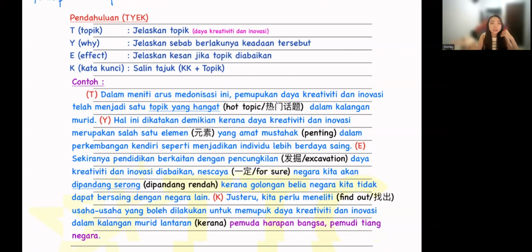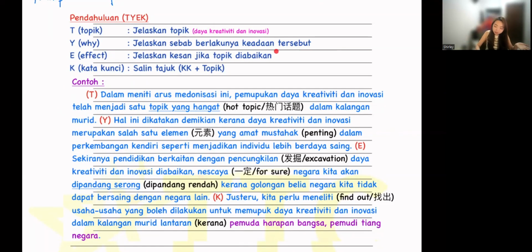Let's say for this one, jelaskan topik tentang apa? Daya kreativiti dan inovasi dalam masyarakat kita. So, this is the first part. Dalam meniti arus modernisasi ini, it means that along with this very modern pathway, in this very modern trend. So whenever your karangan is about development, about technology, you may start out with this, okay? Pemupukan, which means the development and nurturing of the daya kreativiti dan inovasi telah menjadi satu topik yang hangat dalam kalangan murid. So this is the phenomena. It means that this daya kreativiti dan inovasi is a very hot topic, the situation. Full stop.